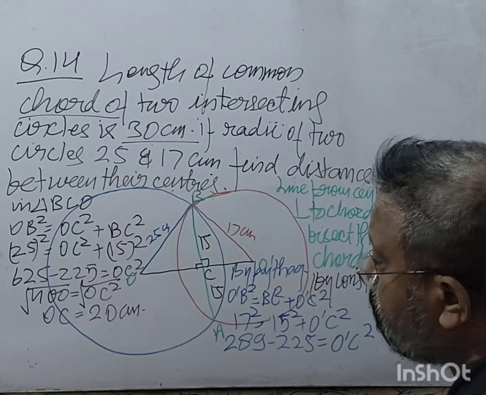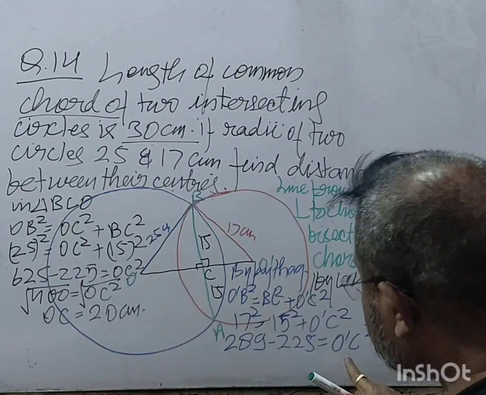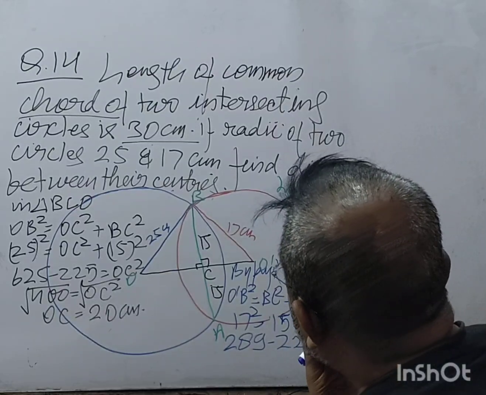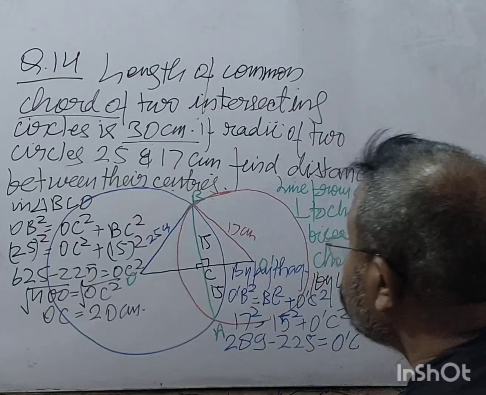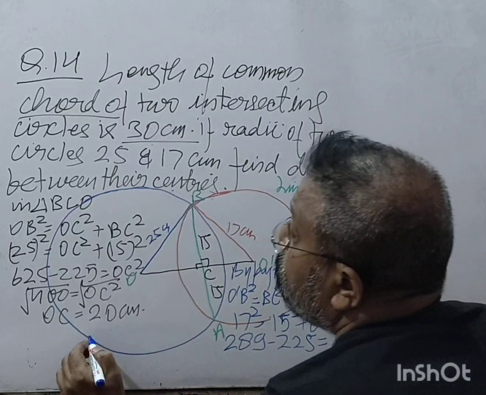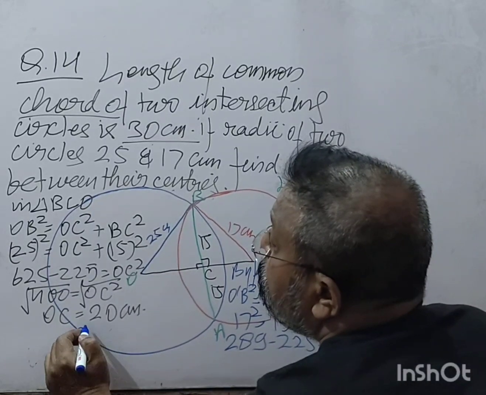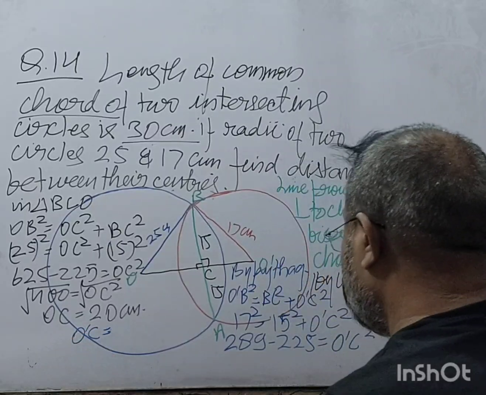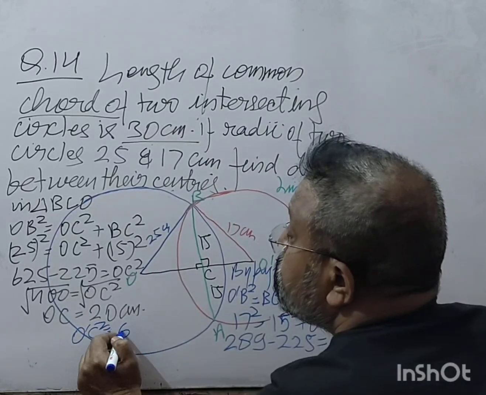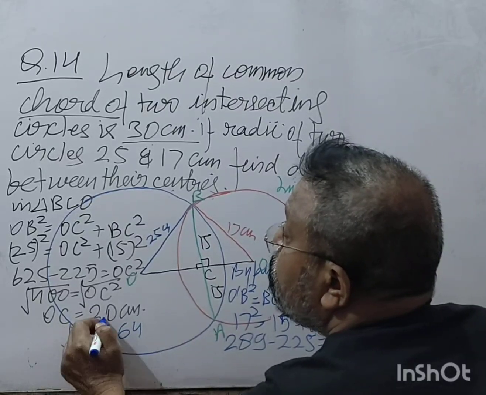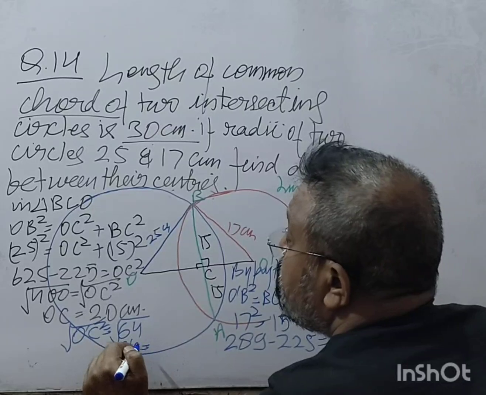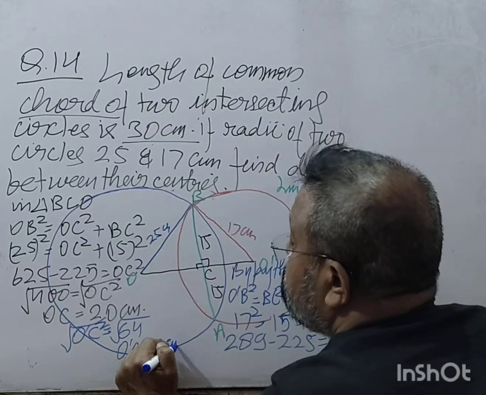We have already found OC, right? Now, this is how much? 64. So O dash C square is equal to 64, taking root on both sides. So O dash C is equal to 8 centimeter, right?